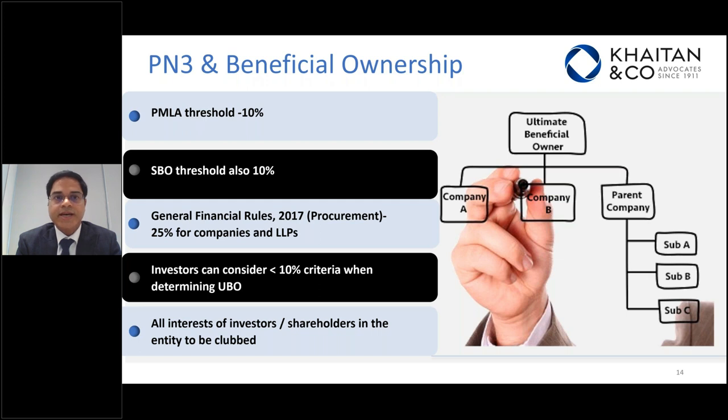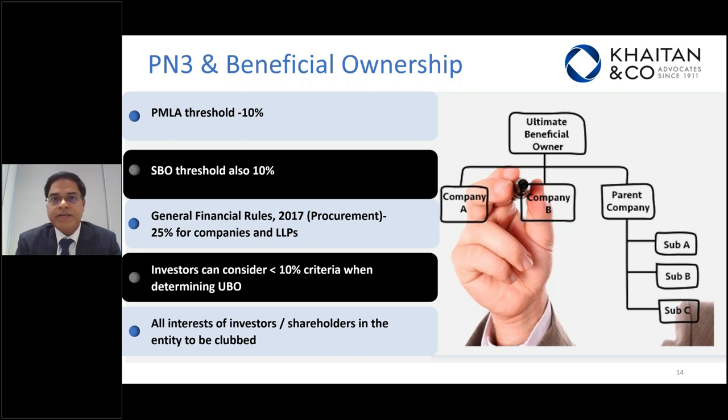That clarity was not provided by the government through any follow-on clarifications, but based on market practice, reference has been made to existing legislations in India wherein significant beneficial ownership or beneficial ownership has been defined. For example, under the Indian Companies Act, the significant beneficial ownership criterion is 10%. Similarly, under the Prevention of Money Laundering Act, the threshold was previously 25%, but it has now been reduced to 10%.